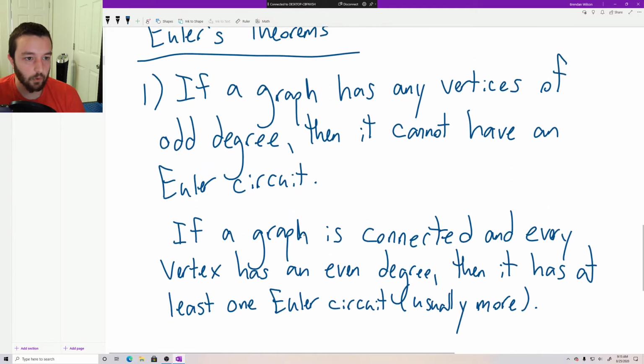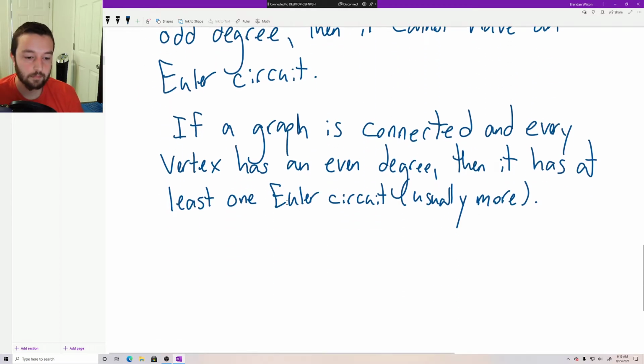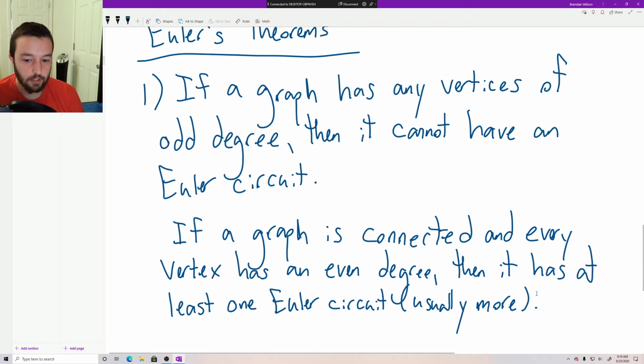So this is theorem 1 altogether. If there are any vertices of odd degree, there's no Euler circuit. And if it's connected and they all have even degree, then there will be at least one Euler circuit. So this will be really useful for the discussion problem, where I ask you if it's possible to find an Euler circuit. All you need to do is look at the degrees of the vertices.